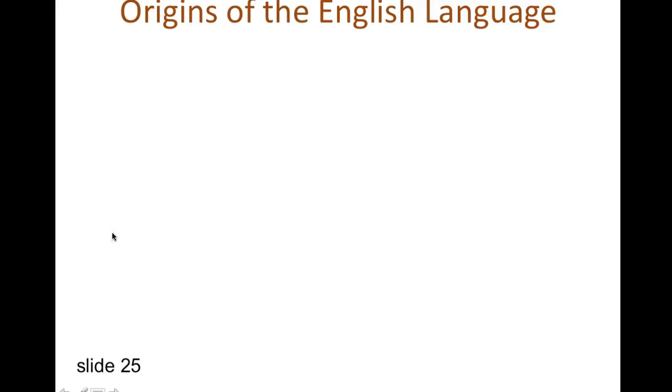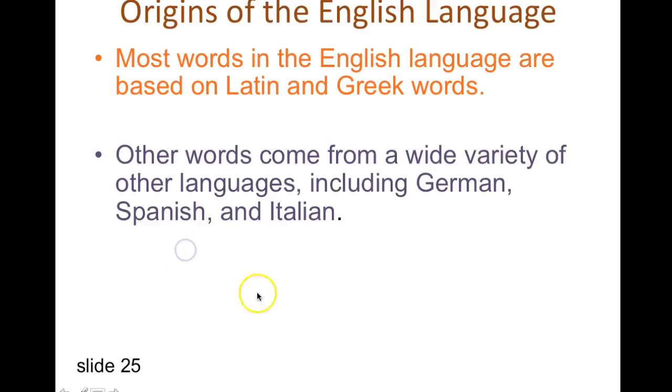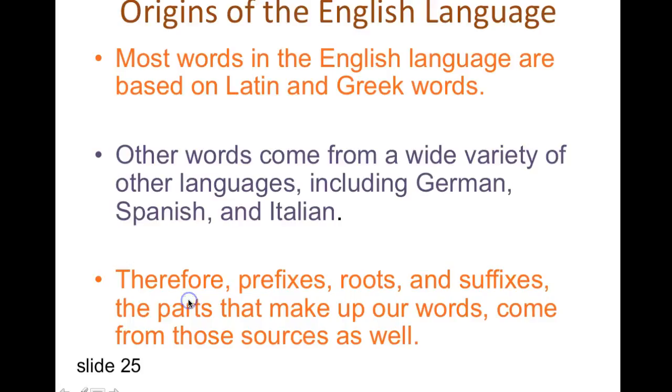So we'll go back and revisit the origins of the English language, and we'll remember that the words in the English language are mainly traceable back to Latin and Greek words. Other words that come to us from a variety of other languages, such as German, Spanish, and Italian, also have their influence from the early Latin and Greek words. So prefixes, roots, and suffixes, the parts that make up our words, come from all of those sources as well.